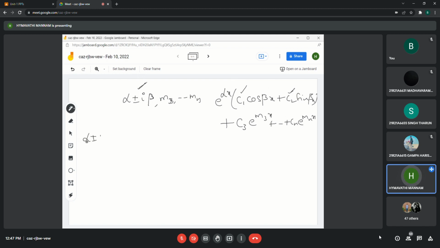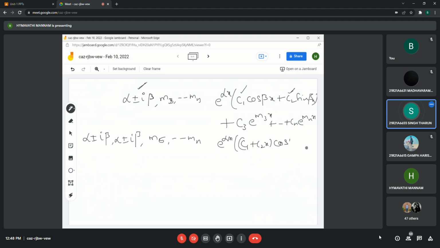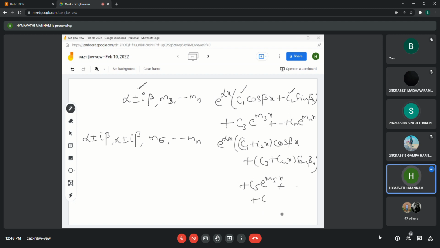So a complex root is also repeated twice sometimes. So alpha plus or minus i beta. Then the remaining roots start with m5 and so on. So e power alpha x into (c1 plus c2x) cos beta x plus (c3 plus c4x) into sin beta x, plus c5 e power m5x and so on, plus cn e power mnx. So this is the way to write the complementary function for the complex roots.